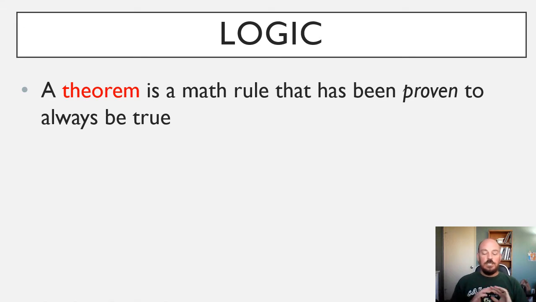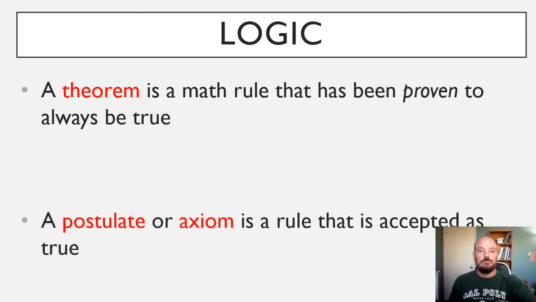You know, people for hundreds and hundreds of years have been studying math, and they've been checking these different things. They say, okay, it seems like this is always true, and then somebody proves it, and once it's proven, it's a math rule, and we can use it.